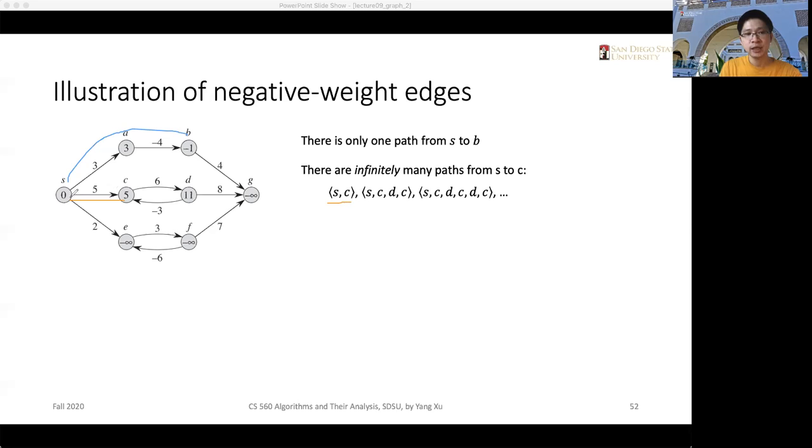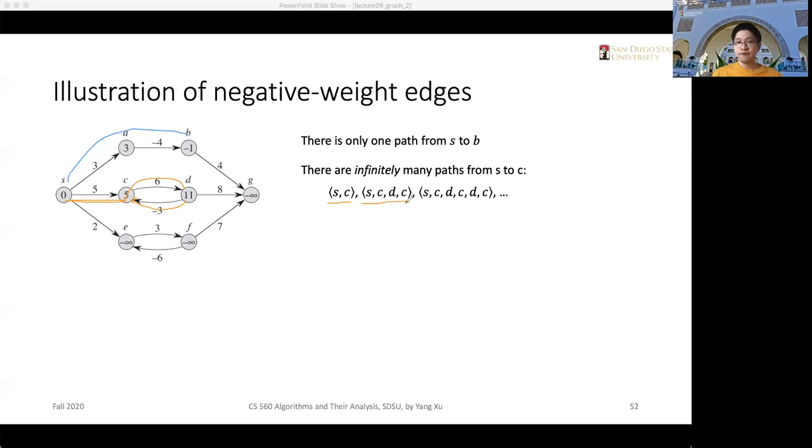So we can actually go from S to C and then from C to D and then go back from D to C, right? This time we use three edges to form a path, which can be represented by this sequence of vertices: S to C, C to D, and D to C. This is also a path, but it consists of one cycle.